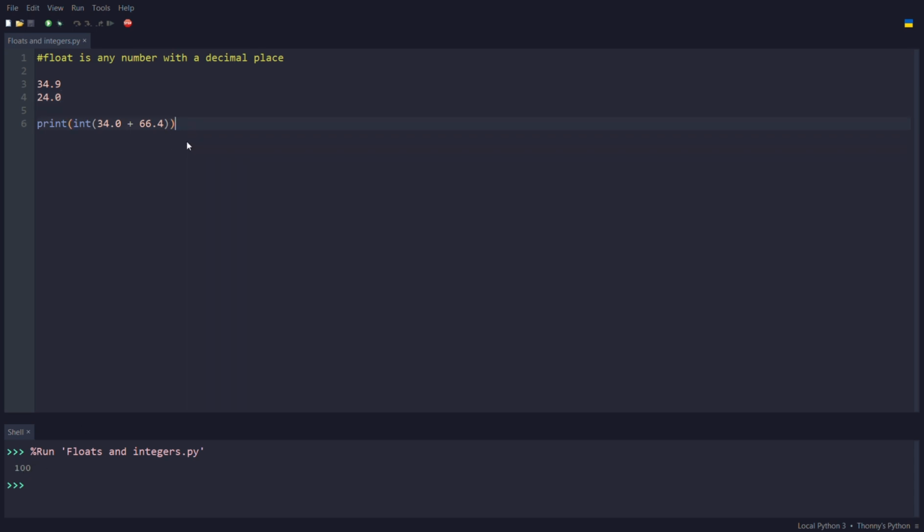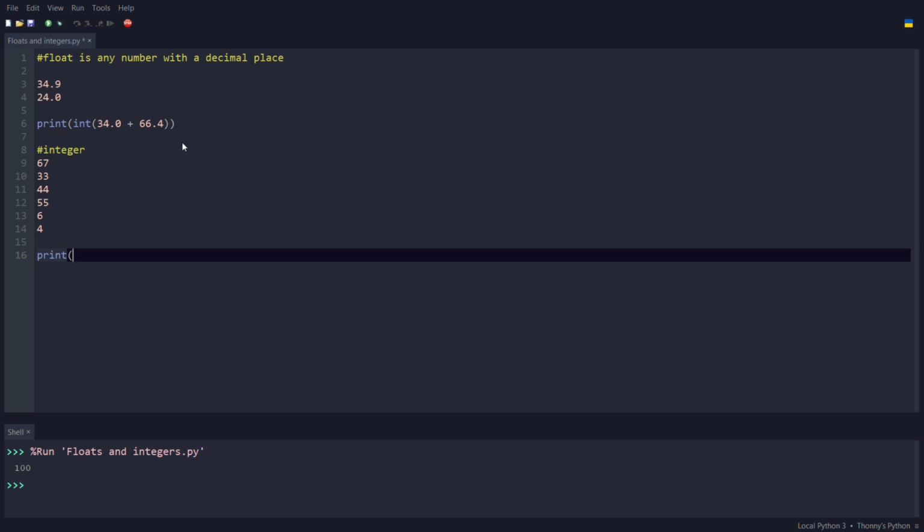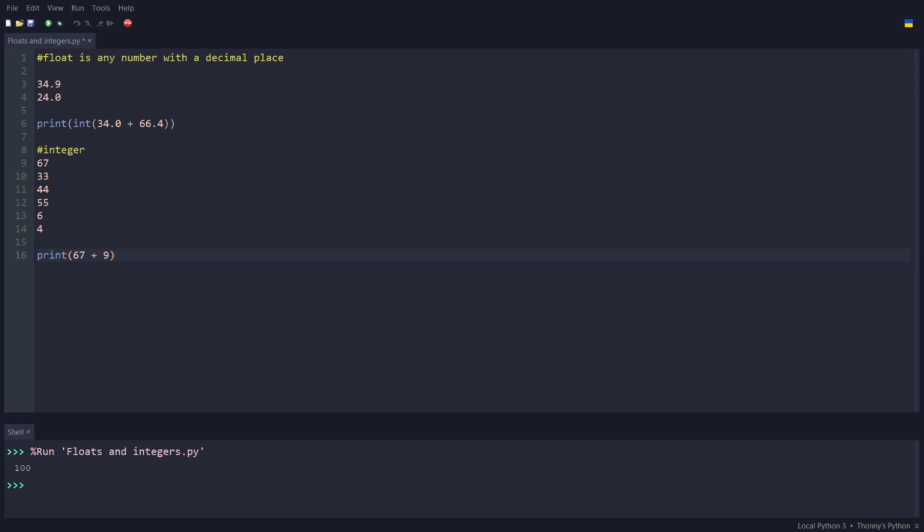Next, we have integer. Now, an integer is just any whole number. So it could be 67, 33, 44, 55, 6, 4, anything. When you add two integers together, the result will always be an integer. Let's do 67 add 9. See here, 76, the result is an integer.